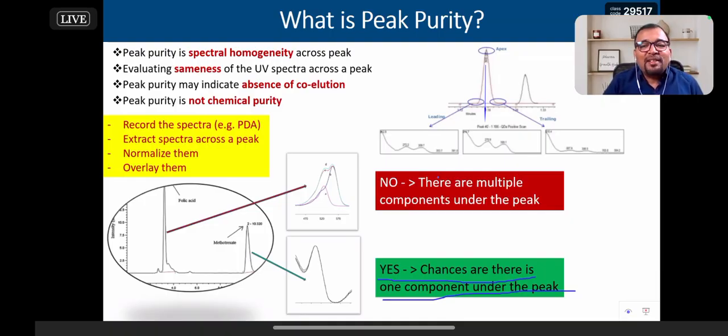Yeah, the peak purity is a huge concept, and we can have a very special session on peak purity measurement as well.